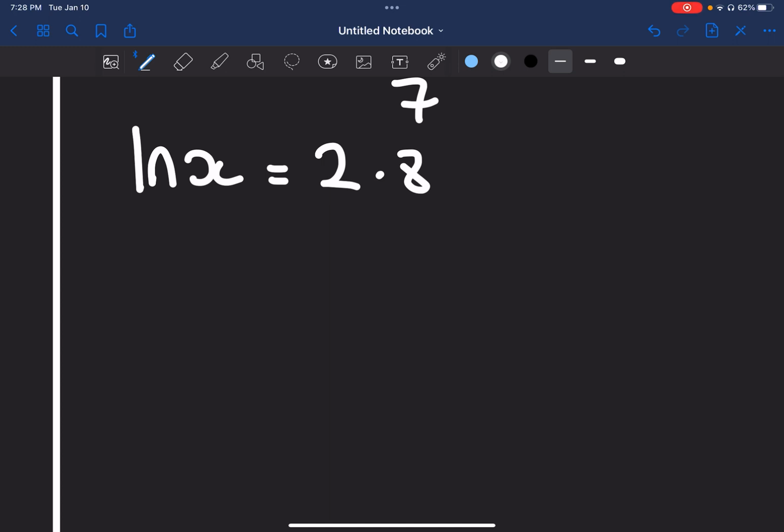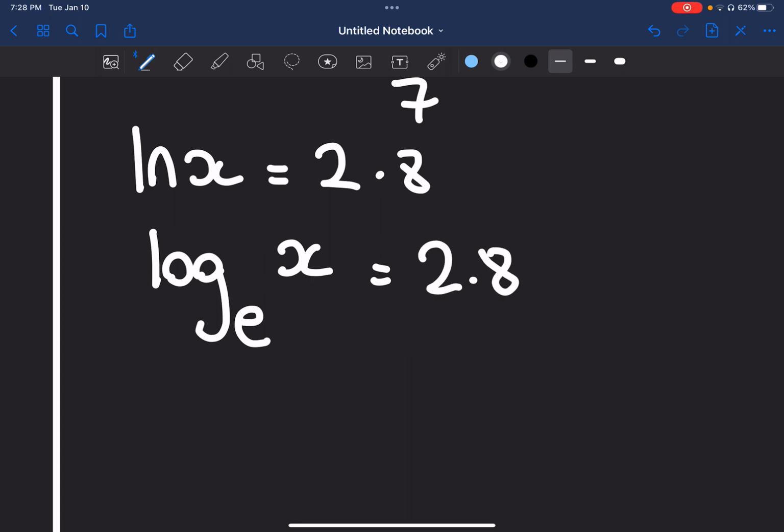It means that if we say, okay, log base e of x, wait, hold on, I'm thinking for a second. Log base e of x is equal to, log base e of e is 1, sorry, but ln, which is log base e, is equal to 2.8. I might have to go and correct that early in the video.